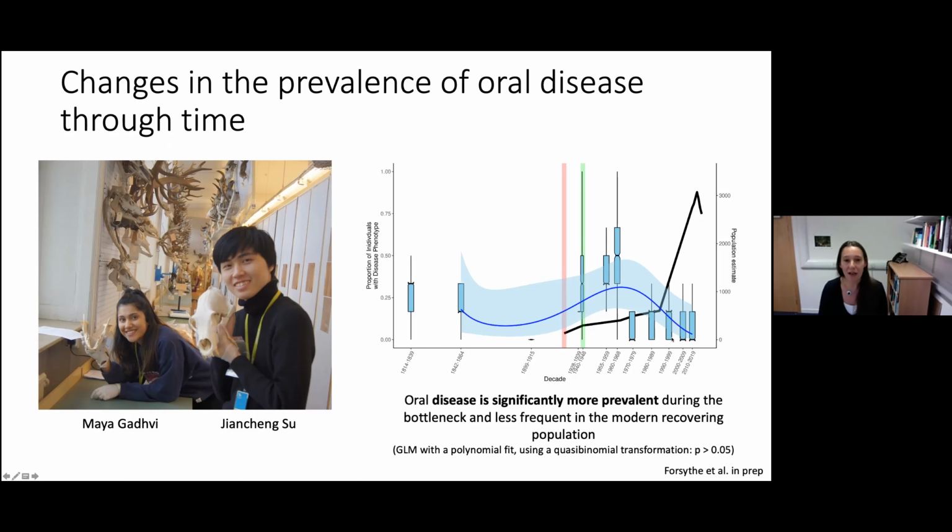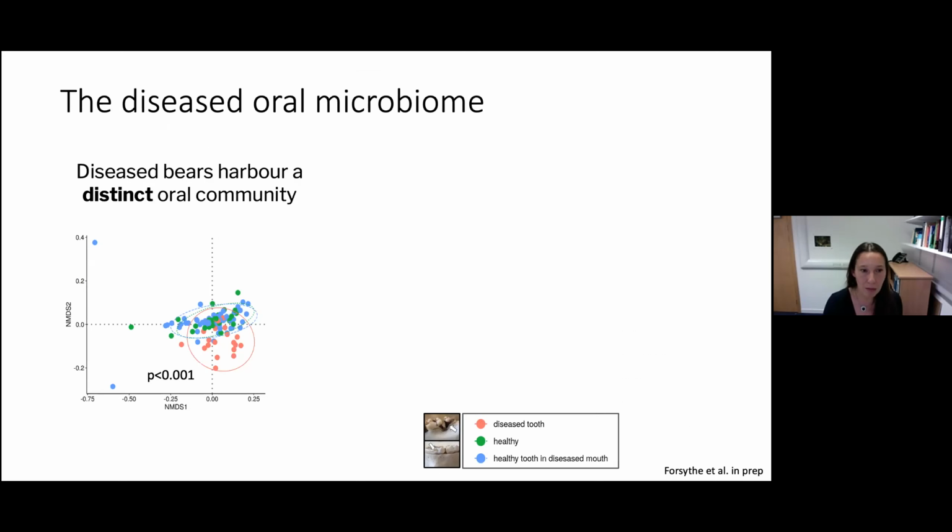So indeed, we see that the oral disease is significantly more prevalent during the bottleneck and is less frequent in modern recovering populations. Looking at the microbiome, we can also clearly show that the microbiomes of the diseased bears are very, very distinct from those of healthy bears. And this is shown here.